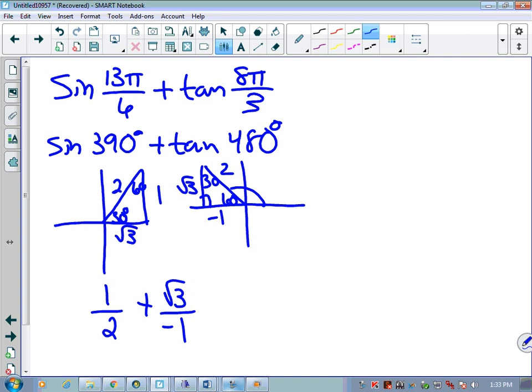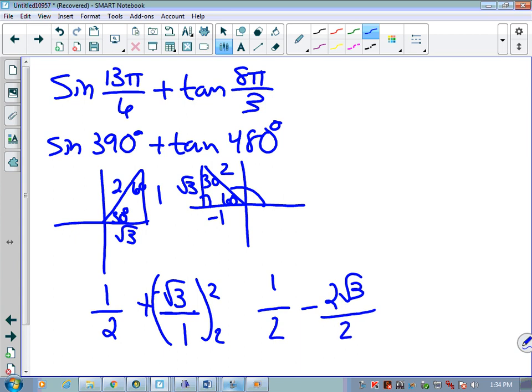Okay, so let's see if we can do something with this. We could make this a little bit easier by moving that negative up to here, and we have over 1. So we can multiply all of this by 2 over 2. So we've got 1/2 minus 2 radical 3 over 2. Okay, and that's our answer.